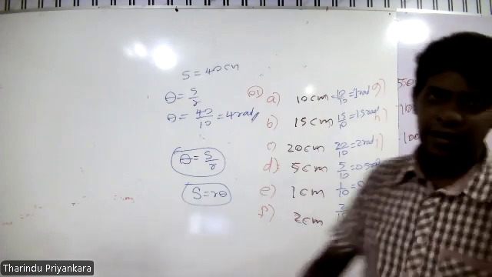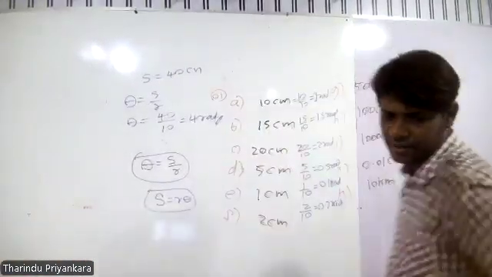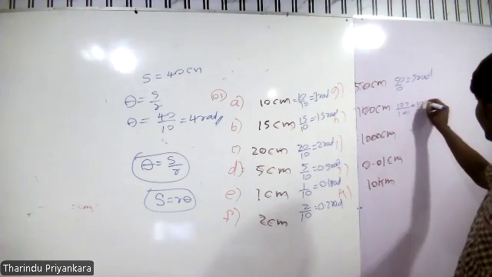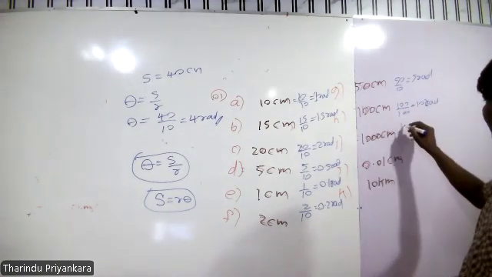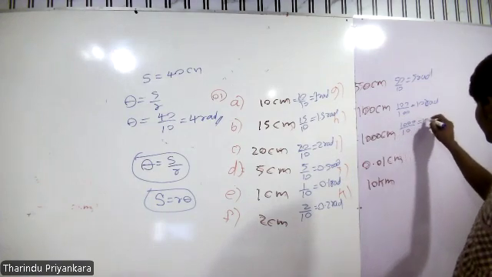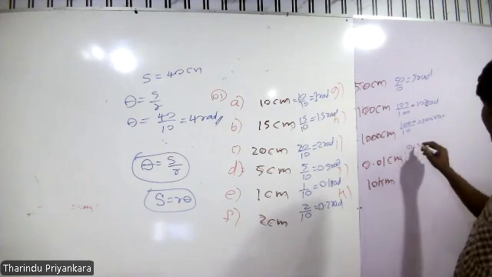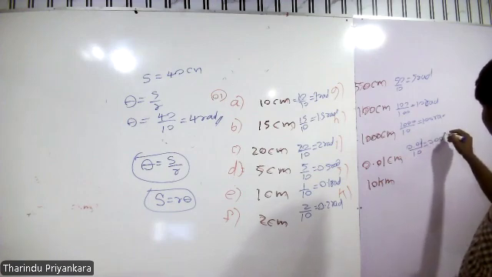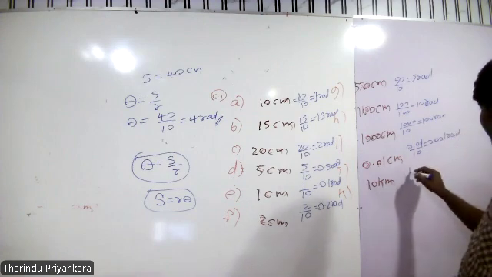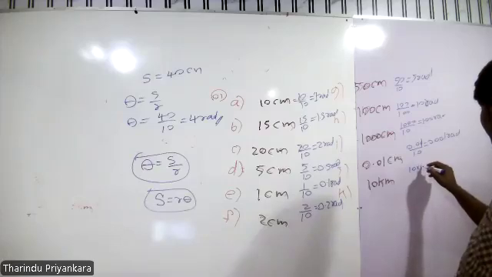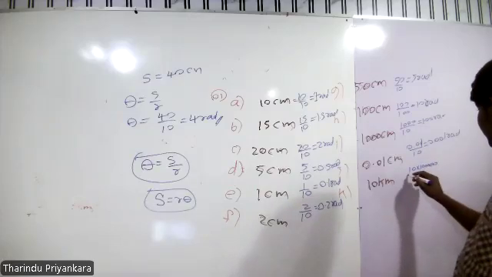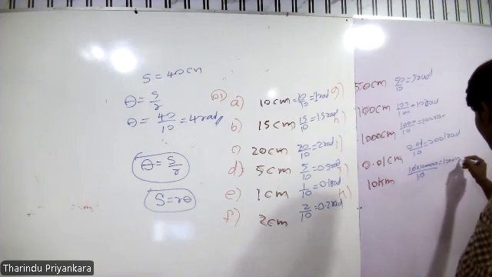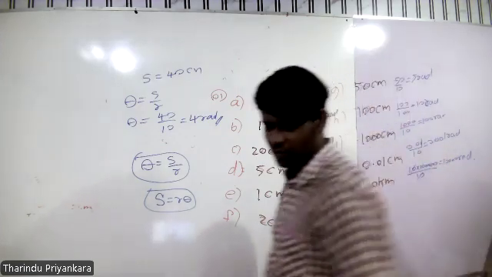Okay? 5 radian. 100 over 10, it is 10 radian. 1000 over 10, 100 radian. 0.01 centimeter, 0.001 radian. 10 kilometers, 10 by 1000 by 100 to convert to centimeters, it is like 10,000 radian. 10,000 radian.